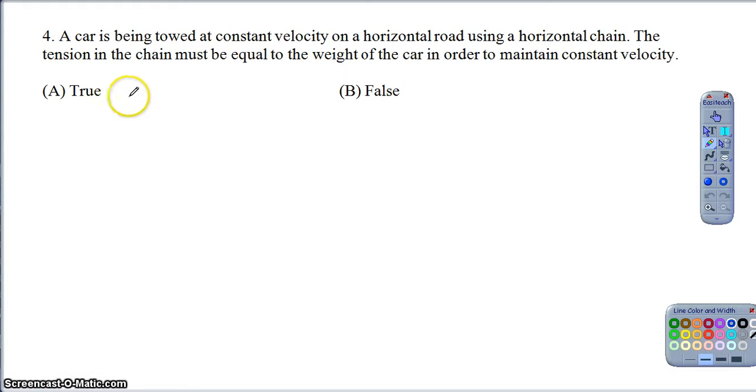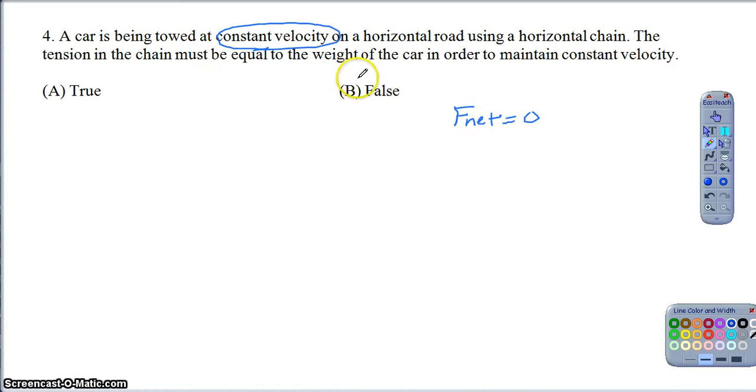And then question 4, a true or false question, and hopefully not a bad one. They do tell me once again that it is moving at a constant velocity. And because of that, I know that my net force obviously has to be 0. Since I'm not accelerating or decelerating, I'm moving at a constant velocity. My net force then has to be 0.